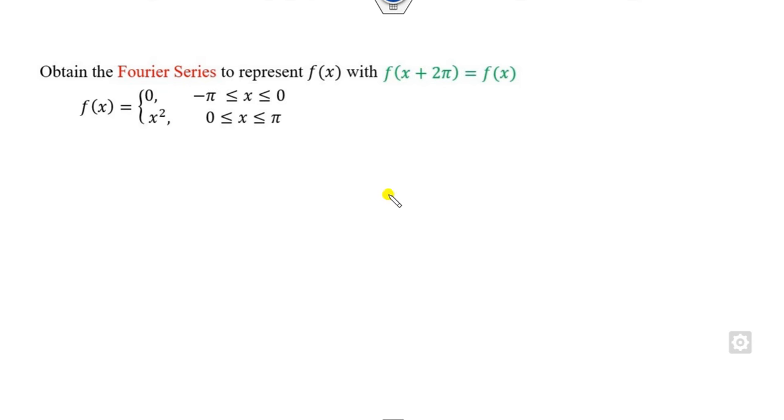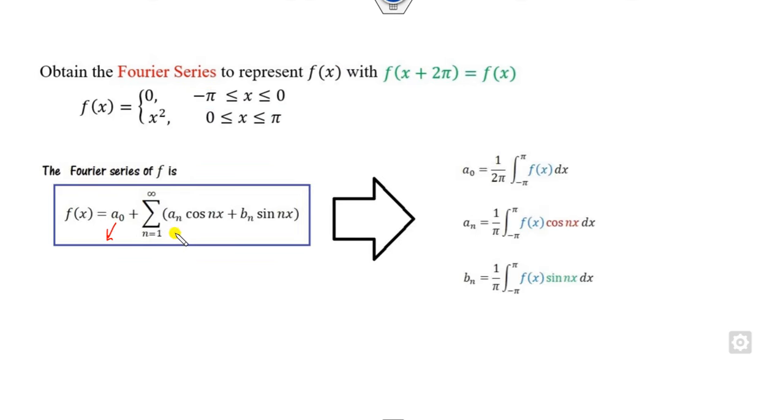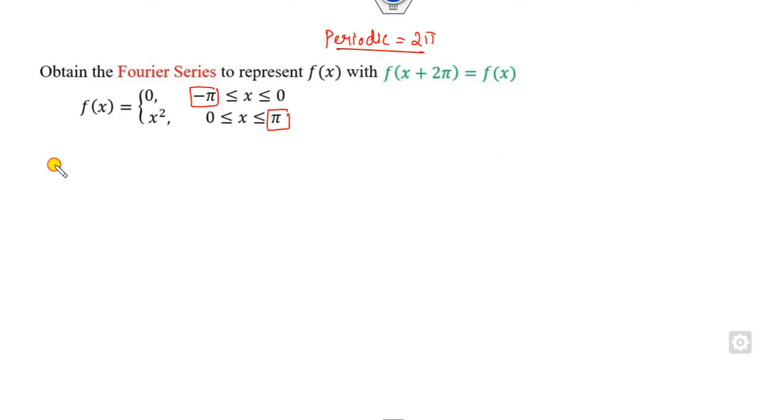So look at the first example. First of all, check the period. You can see the period is 2π. Then your target is to identify a₀, aₙ and bₙ. This is the way you can compute. Firstly I compute a₀: 1 over the length, integration from −π to +π of f(x) dx. Can you find this integration? That's very simple again. I can break this integration from −π to 0. The answer is 0.